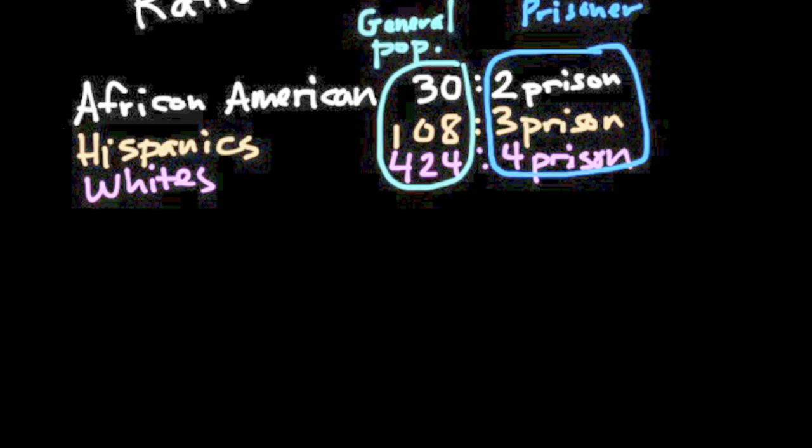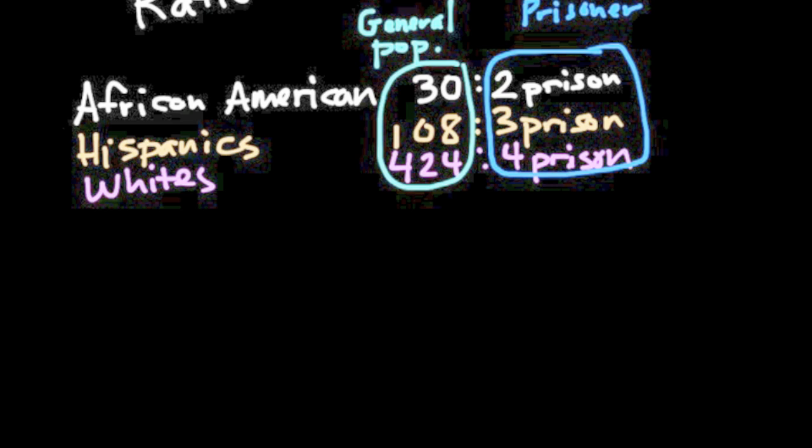Now, if we're trying to compare African Americans, Hispanics, and whites, it's a little tougher getting a clear picture because you have a 30 to 2 ratio for African American men, a 108 to 3 ratio for Hispanics, and 424 to 4 for whites. But if we have a ratio for every 1 prisoner, it might be a little easier.